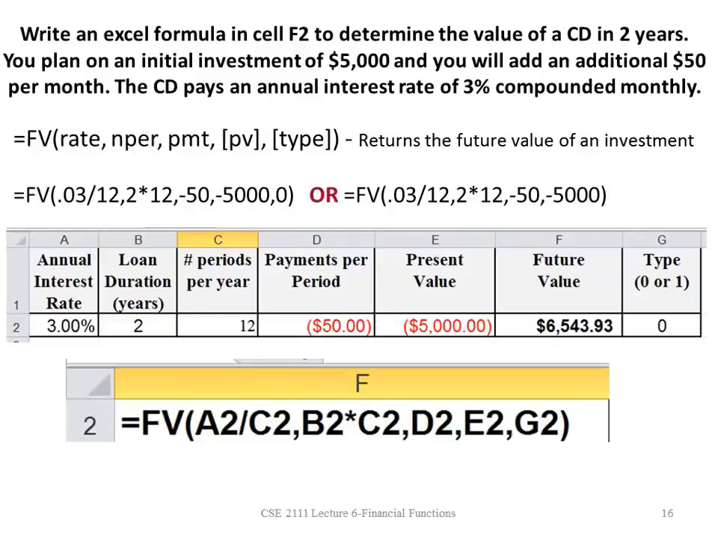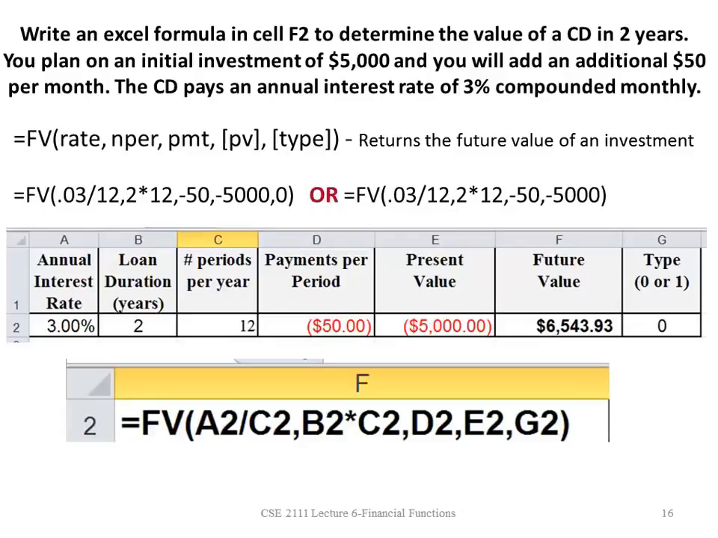Example of the future value function, which returns the future value of an investment. Write an Excel formula in cell F2 to determine the value of a CD in 2 years. You plan on an initial investment of $5,000, and you will add an additional $50 per month. The CD pays an annual interest rate of 3% compounded monthly. Okay, so we have the interest rate of 3%. Compounding period is monthly, so 0.03 divided by 12 for the rate argument. The NPER argument, 2 years, multiplied by the compounding periods, which is 12.